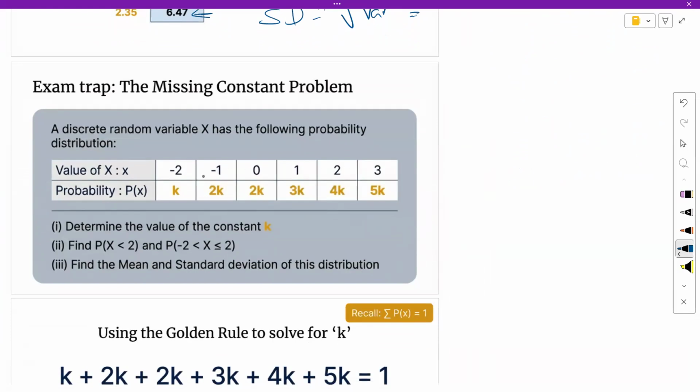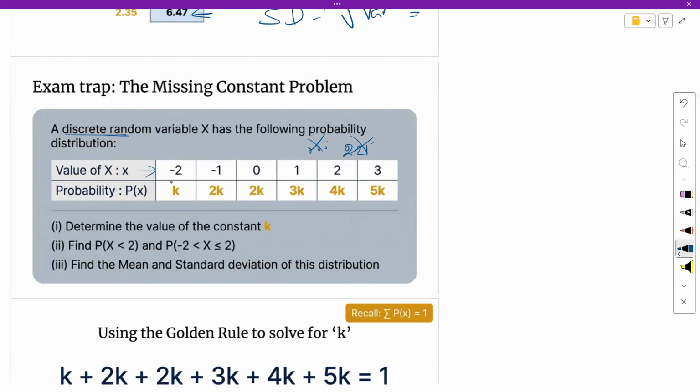Here the value of x is given like this. x is a discrete random variable. Discrete random variable means it provides only specific values. The variable may take the value -2, -1, 0, 1, 2, 3. Since it's a discrete random variable, there is no chance of getting 0.05 or 2.25, because it has predefined specific values.